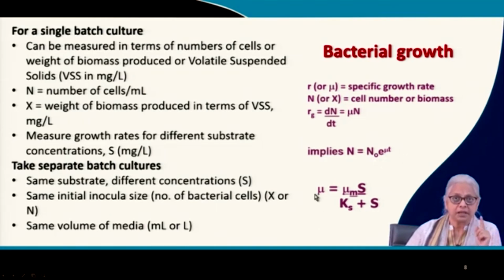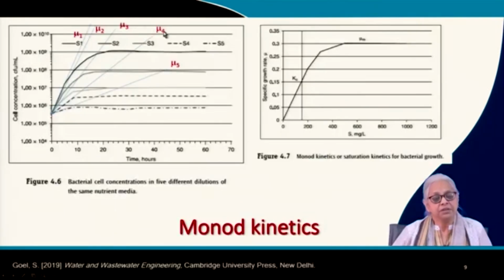Now, as I said, this mu itself is a function of the substrate concentration. So we want to come to this equation. Now let's see how we get there. We now have a series of mu values and we can plot them against S. So we have 5 S values and corresponding mu values. So when I plot mu versus S, I should get a curve like this, okay?